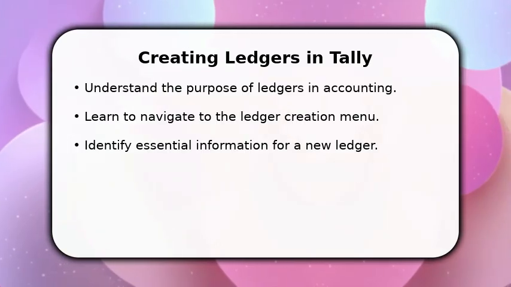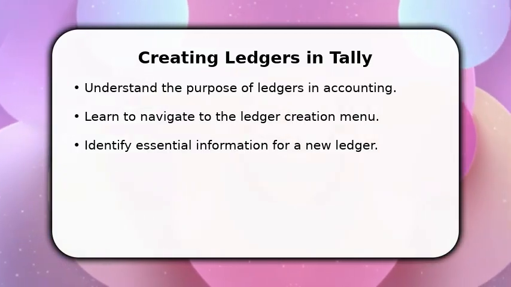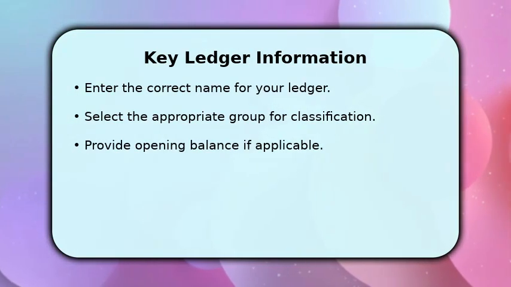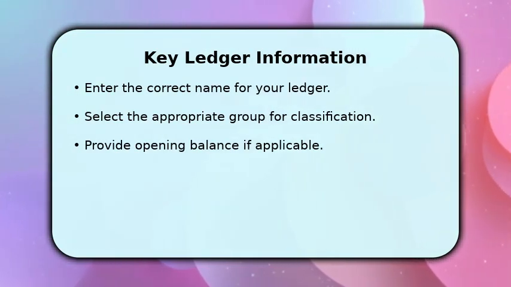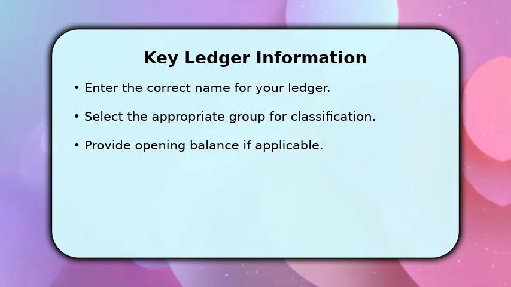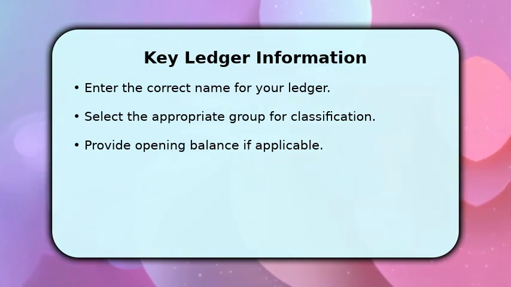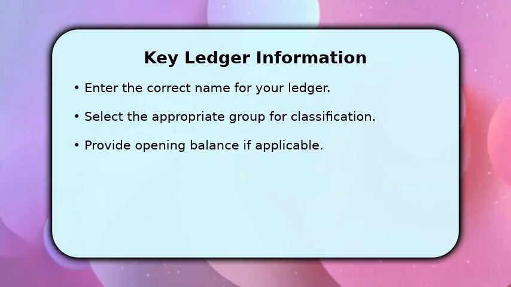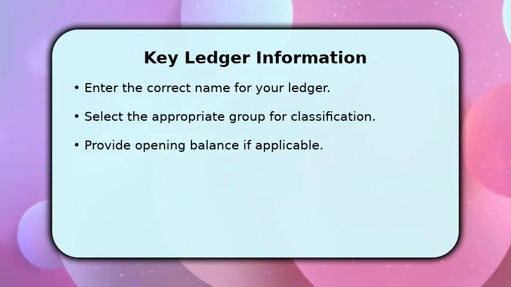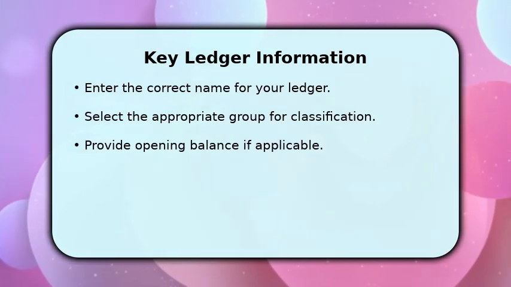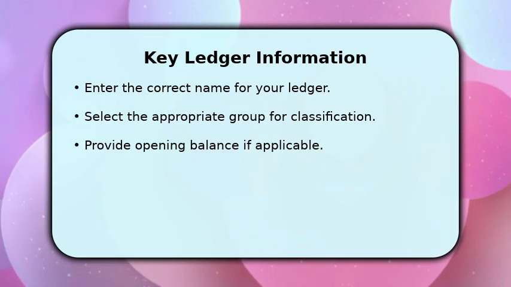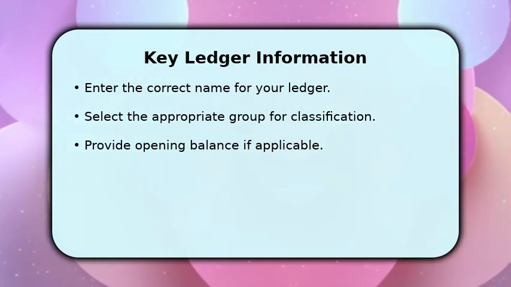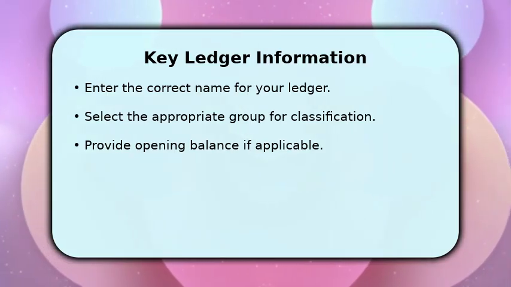This initial step is crucial for setting up your financial records accurately within the software. When creating a ledger, the name is vital for clear identification. For example, cash account or sales income. Next, assign it to the correct group, like bank accounts or direct expenses. This grouping helps Tally organize your financial data. If you're starting with existing balances, input the opening balance carefully to ensure your books are accurate from day one.